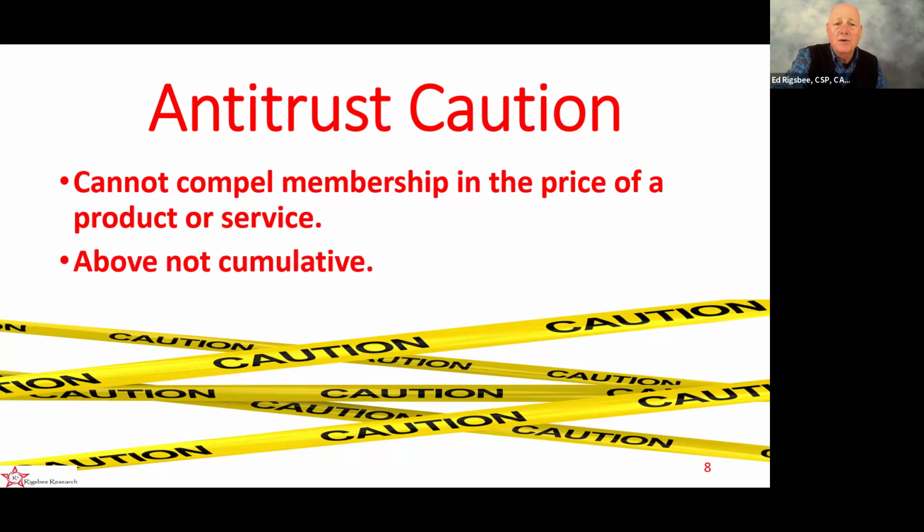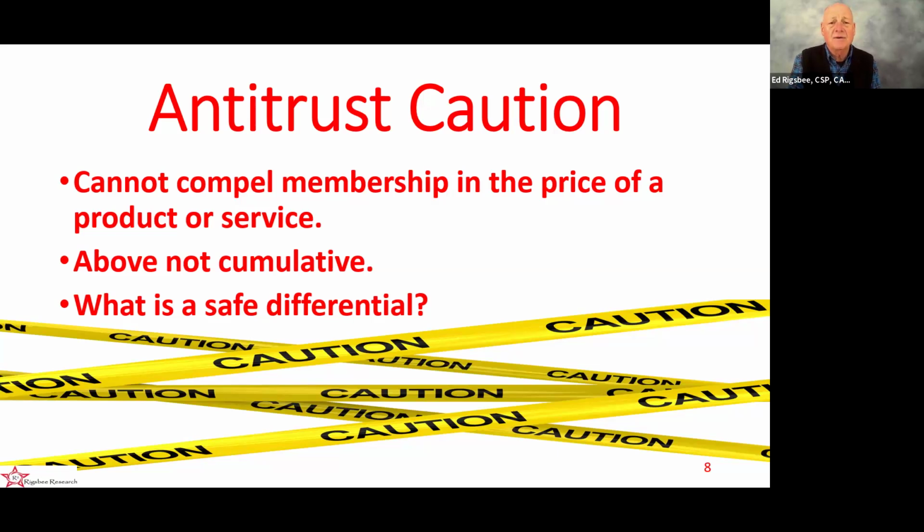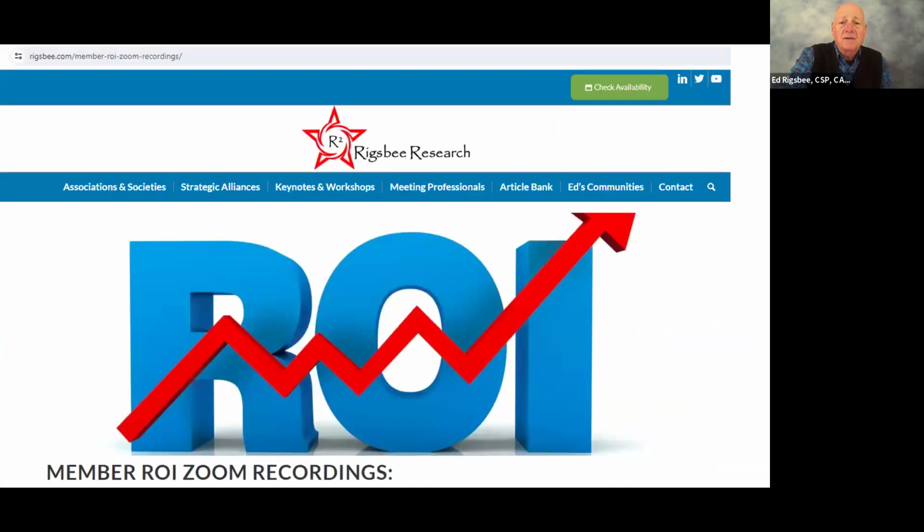However, know that this is not cumulative. It's not the difference for all products and services. It's per product and service. So that differential, whatever it may be, can be for every individual product and service. And then the last thing is the IRS won't tell us what the differential should be. God bless them for not being definitive, but most of the people that I've talked to about this say if you're somewhere around 75 to 80% of the differential per product or service, you're probably okay. So that's something to think about.